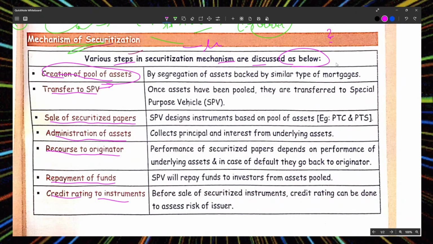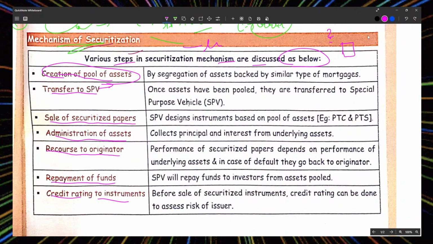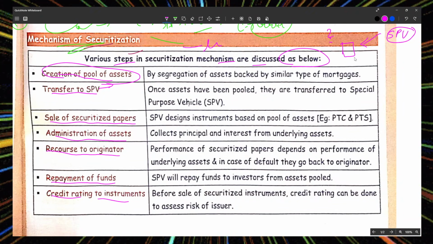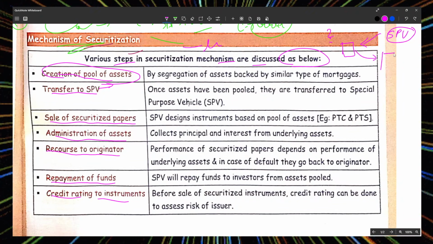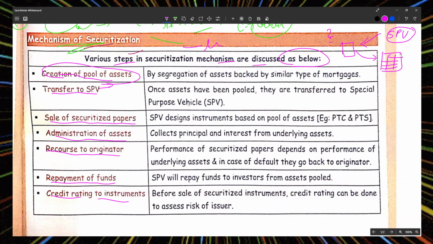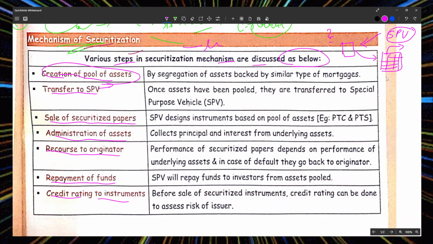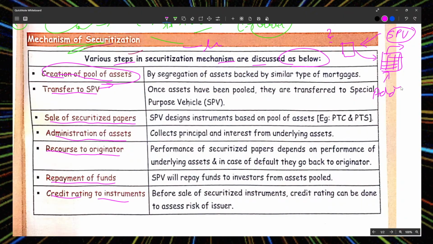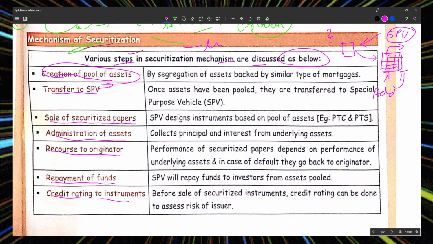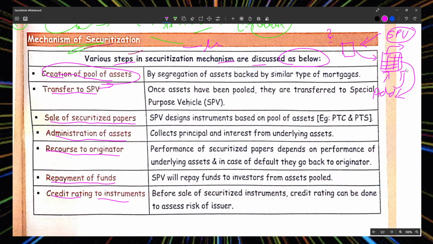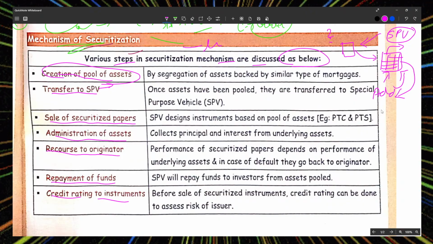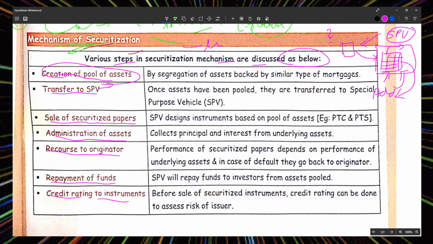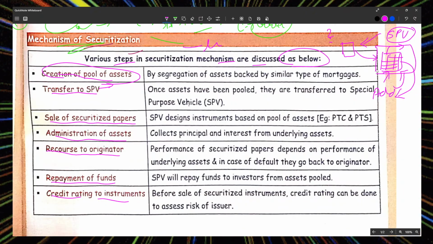Creation of pool of funds. So we are first creating an asset. Then we are transferring the asset to a special purpose vehicle. Then this asset is divided into shares and sold, and it is to be administered by someone. Then, if any problem comes, there is recourse to the originator. And if required, they need to pay back the money they got on the sale of securities, and credit rating is given to the instrument to analyze this asset, its value against market value. So these are the processes involved.